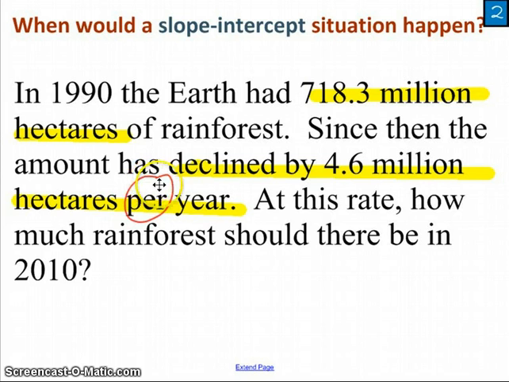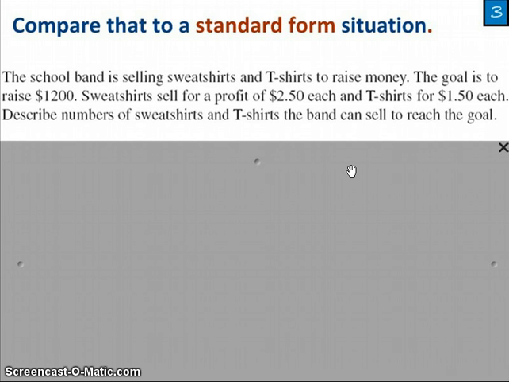Now that doesn't mean every time you see the word per in a word problem that you've got a slope-intercept situation. I'm just saying that it can be a tip-off word, so don't automatically jump to conclusions, but in this case you do, because you've got a rate of change, and that rate of change is 4.6 million hectares per year. And you also have a starting place. That starting place, remember, is going to be your y-intercept, and that starting place is the amount 718.3 million hectares back in 1990. So your starting place was 718, and then you're changing downward, you're declining by 4.6 million per year. By contrast, here's a standard form situation.